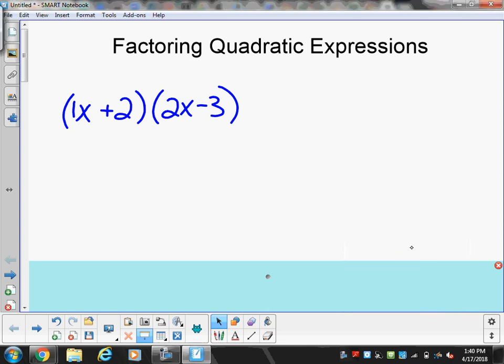Okay. What we're looking at today is factoring quadratic expressions. And so we're going to start with doing something a little bit different. What I've got up here on the board is a problem you would have seen before. I want you to do what you think you should do with that. Like if this was your problem, what would you do with it? What would you be supposed to do with it?